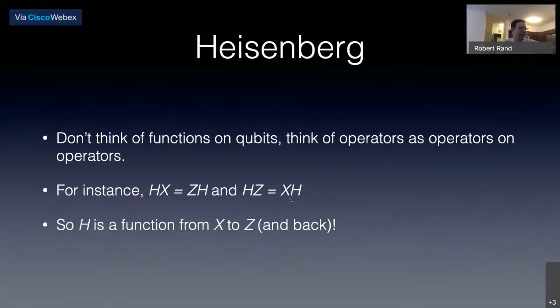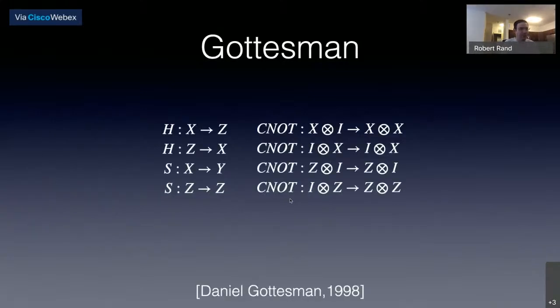So for instance, we know that HX is equal to ZH, and that HZ is equal to XH. Well, that means that we can think of H as a function that takes an X to a Z and back. And this forms the basis for the famous paper by Daniel Gottesman, in which he refers to Knill's theorem, which we refer to as Gottesman-Knill theorem because he wrote the paper.